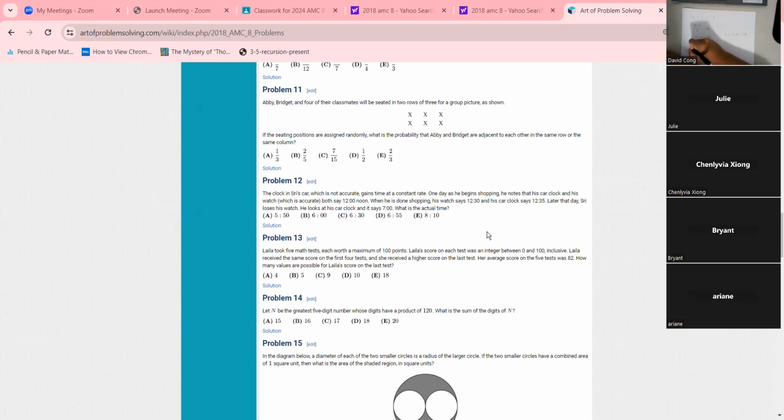But if y is 10, that means x can be 100, which means this works. Now let's try to find the largest possible value for y. So we could try y equals 100. So we get 4x equals 310, so x is equal to 77.5. But we know that can't be true because x has to be an integer.